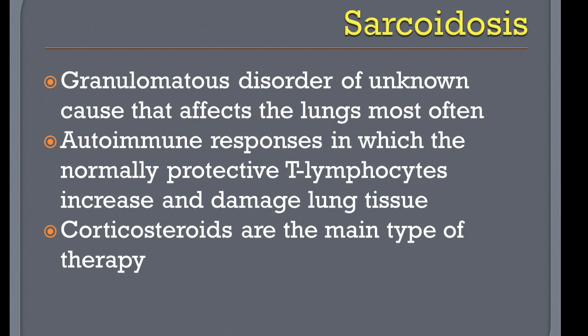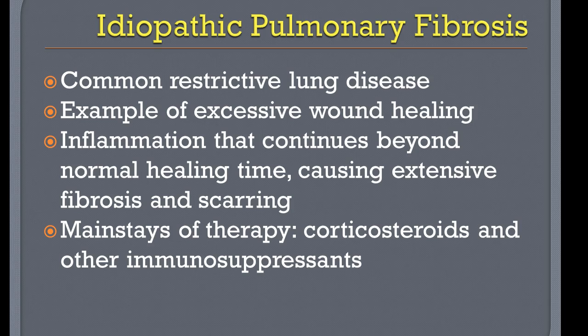We see this a lot in young adults, more of a granuloma growths that contain these lymphocytes and macrophages and epithelial cells. Corticosteroids are the main type of therapy just to kind of reduce that inflammation. Anything with an autoimmune, usually we see corticosteroids as one of the treatments with drugs. The next one is idiopathic pulmonary fibrosis.